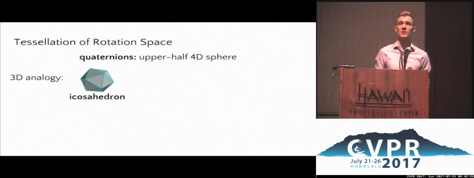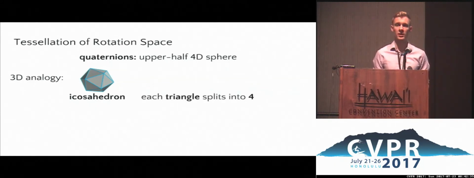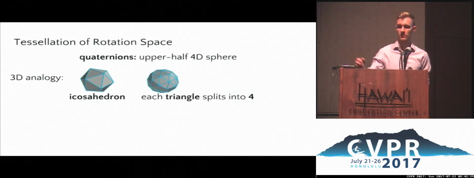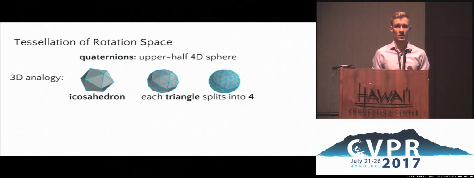Our work relies on our novel refinable tessellation of rotation space. We treat rotations as quaternions, which lie on the upper half sphere in 4 dimensions. As a 3-dimensional analogy, we start with the 20-sided icosahedron, which tessellates the sphere with triangles. And when we refine our tessellation, we split each triangle into 4 subtriangles, as shown here and then here. Now this tessellation is nearly uniform, having almost equilateral triangles.